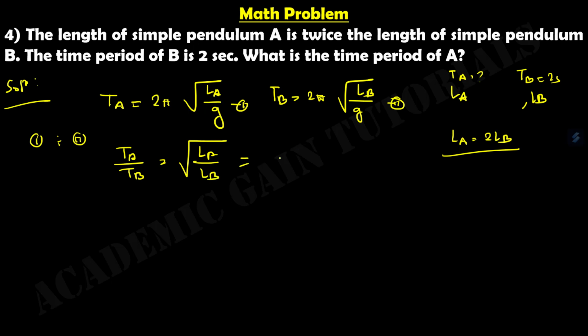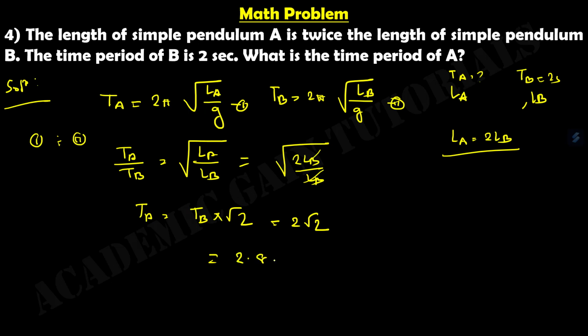So what is the value of L of A by L of B? The relation between L of A and L of B is L of A equals 2 L of B, so it is 2 L of B by L of B. If I cancel this L of B, then I will get T of A equals T of B into root 2. And what is the value of T of B? T of B equals 2. So it will be equal to 2 root 2, which is 2.838 seconds. So this is the answer of our fourth problem.